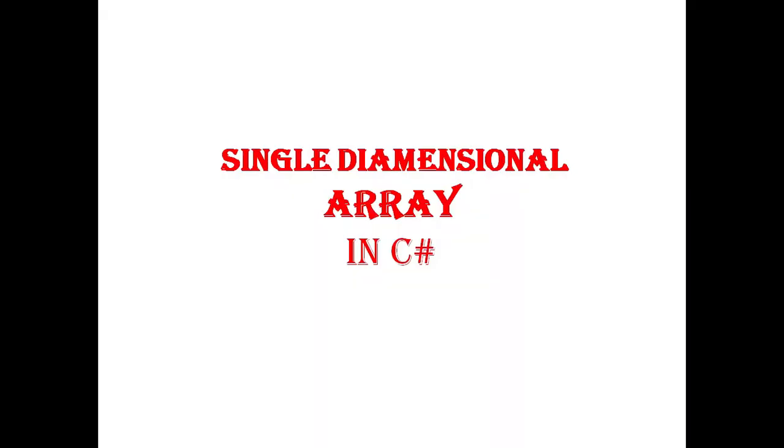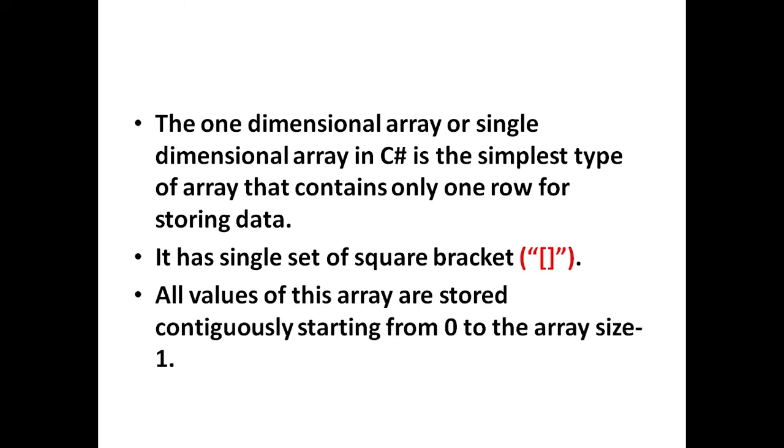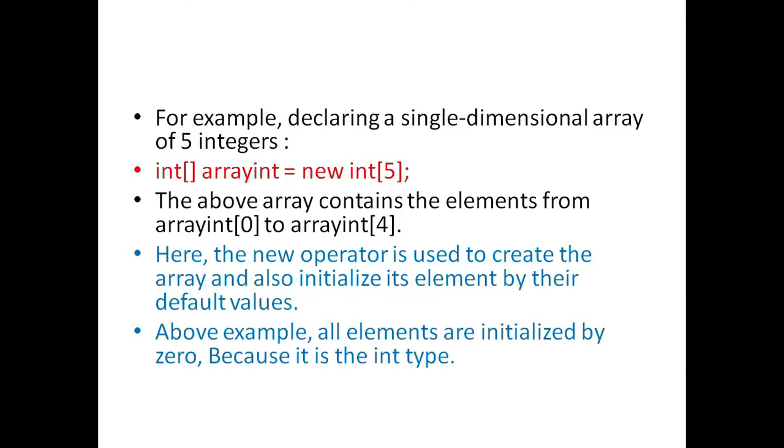Here we will see single dimensional array in C#. The one-dimensional array or single dimensional array in C# is the simplest type of array that contains only one row for storing data. It has single set of square bracket. All the values of this array are stored continuously starting from 0 to the array size - 1.